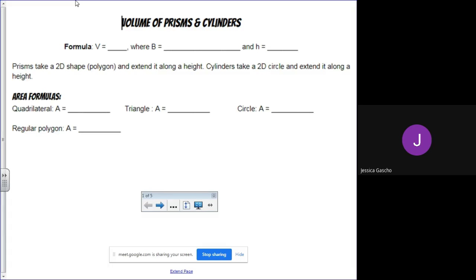The formula for the volume of any prism or cylinder is capital B times H. B stands for area of the base. We use a capital B since it's two-dimensional, and H stands for height. There are some times that it's not necessarily from floor to ceiling height. It might be like a length or a distance that we're extending it by.